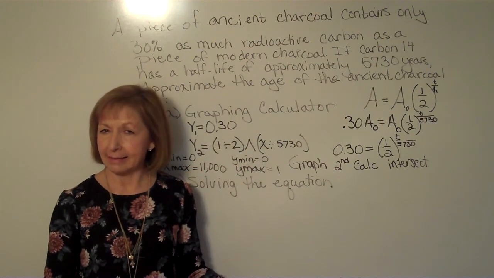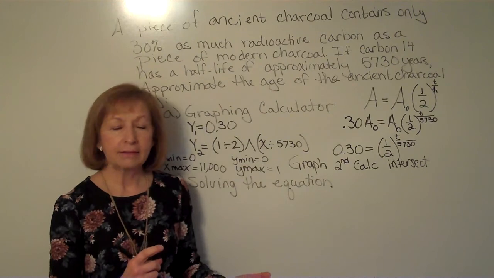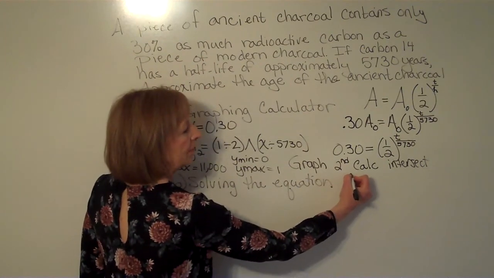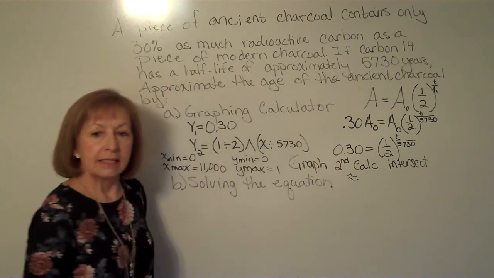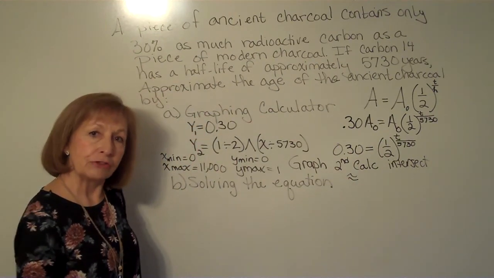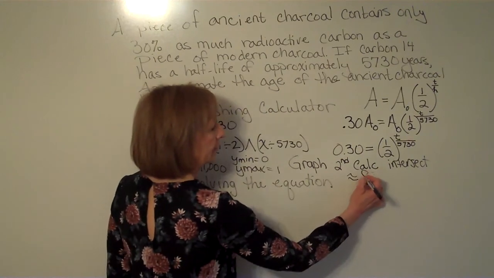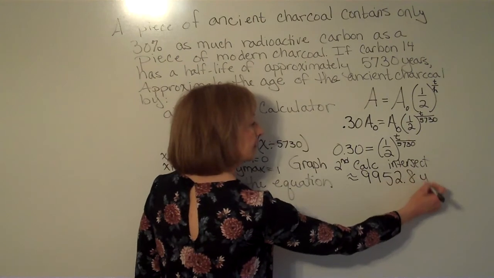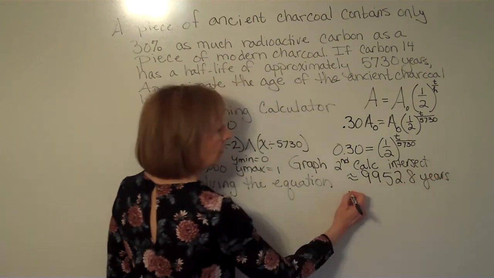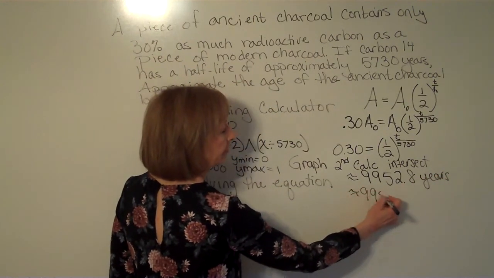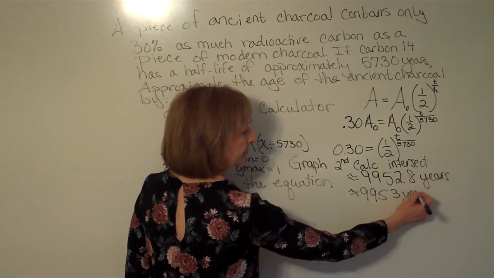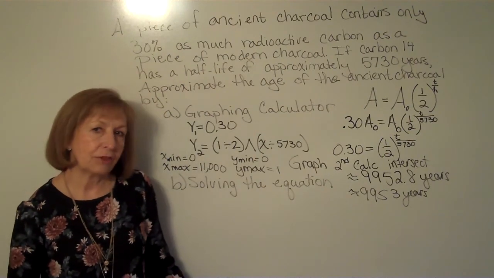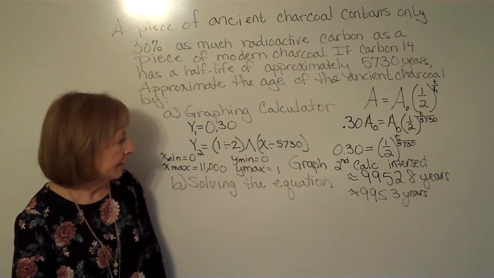It'll then say guess, just push enter again, and it will go through and find the value, and it'll come out with a value that's about 9,952.8 years. Or about 9,953. And these directions I've been giving you are on the TI-83, TI-84 calculator.